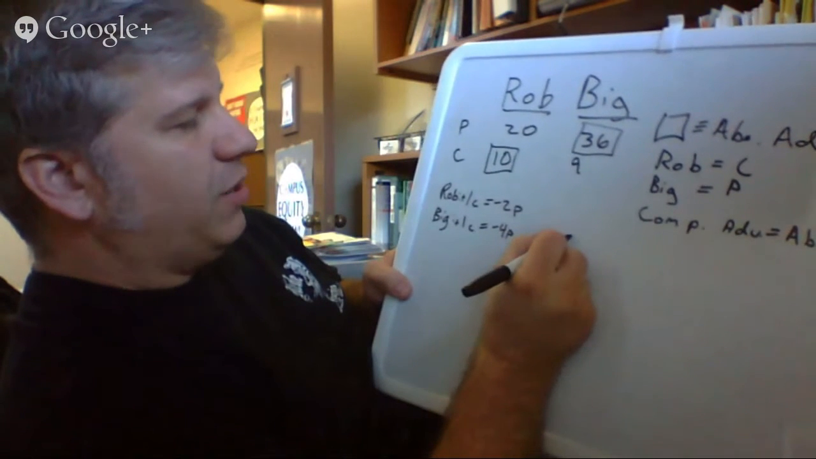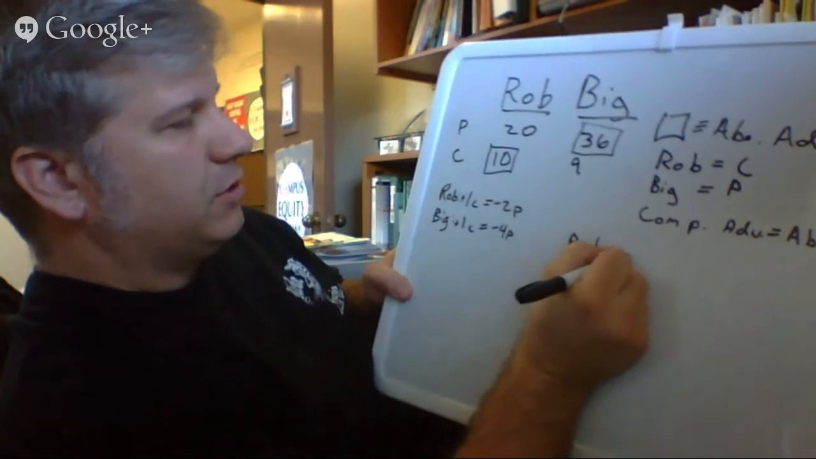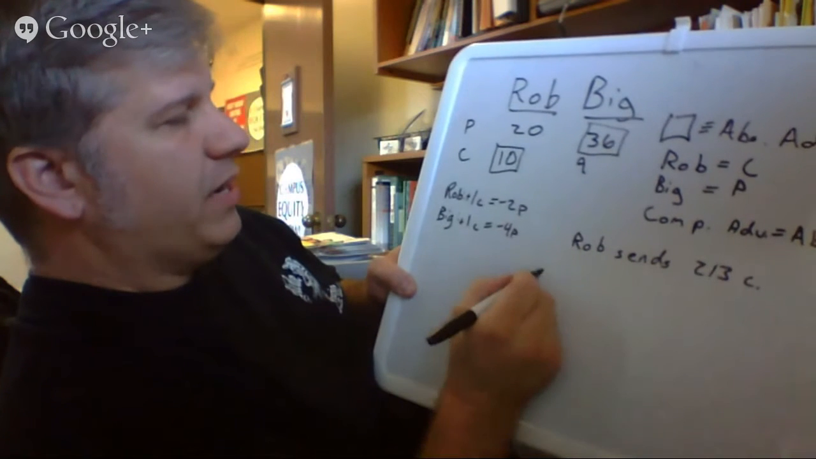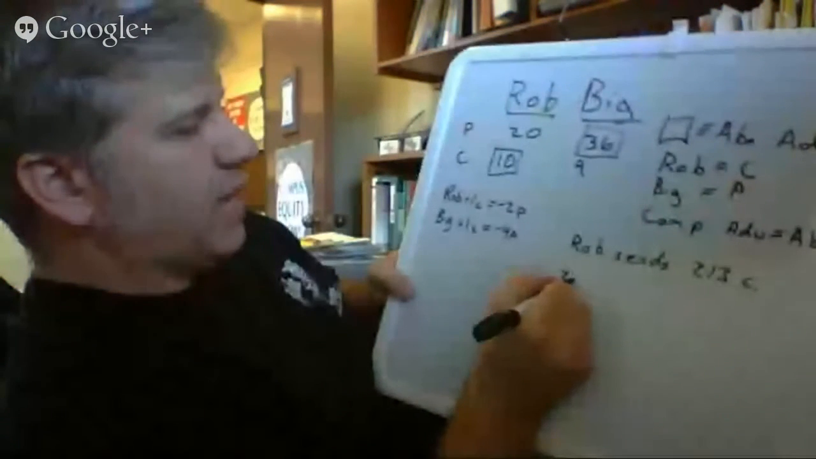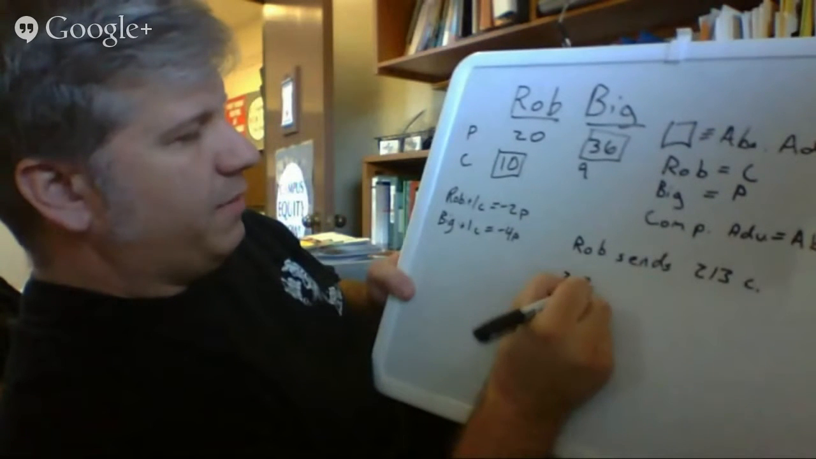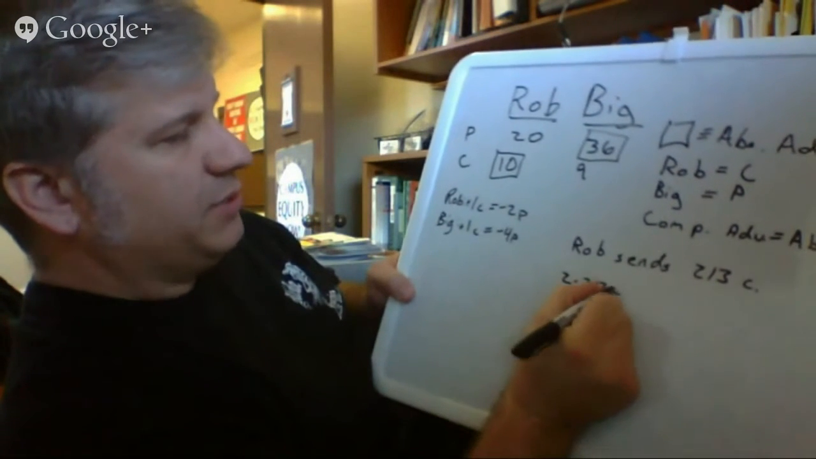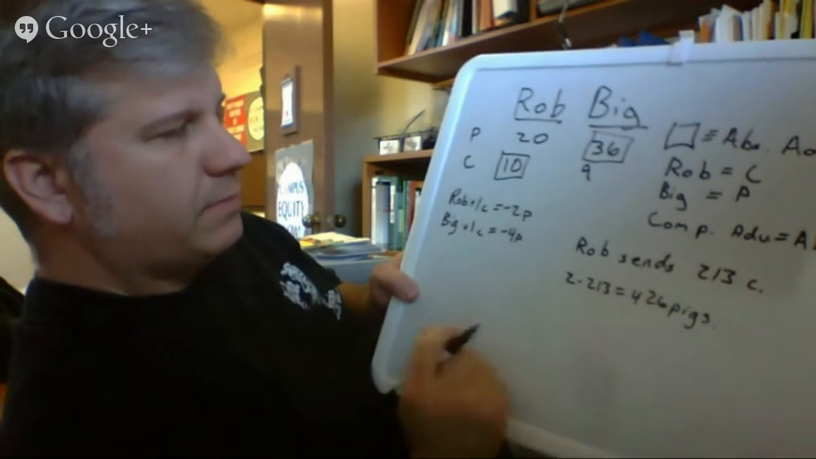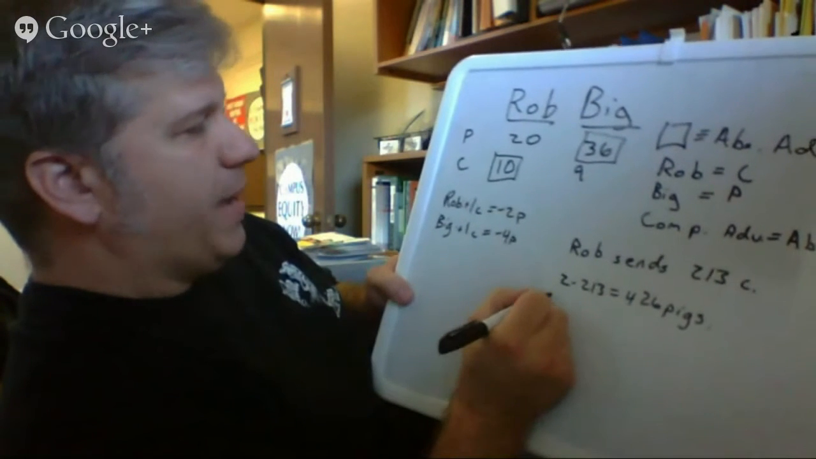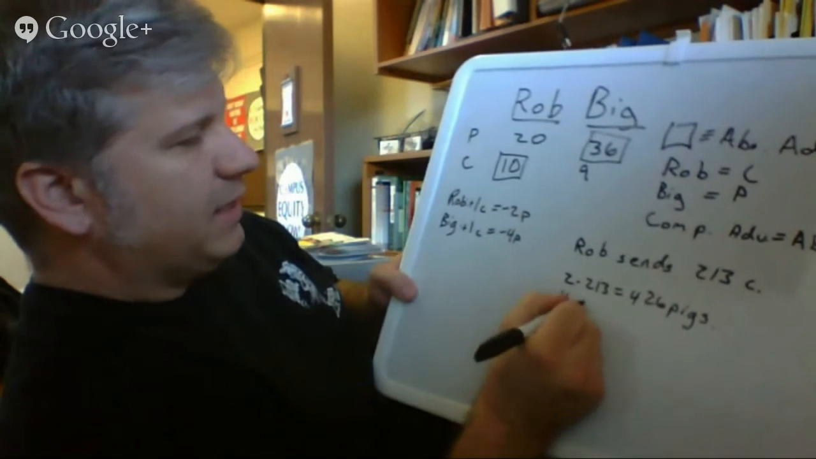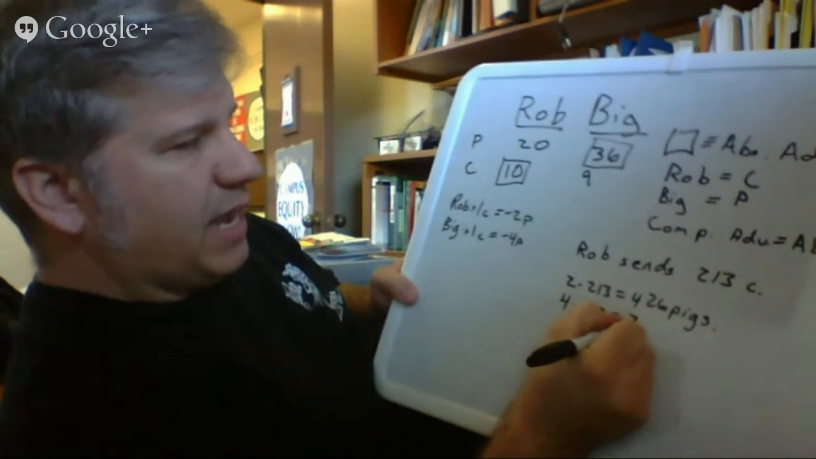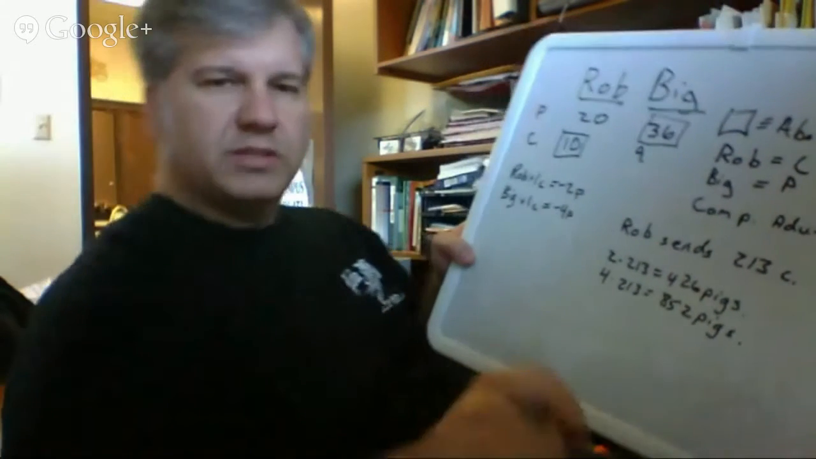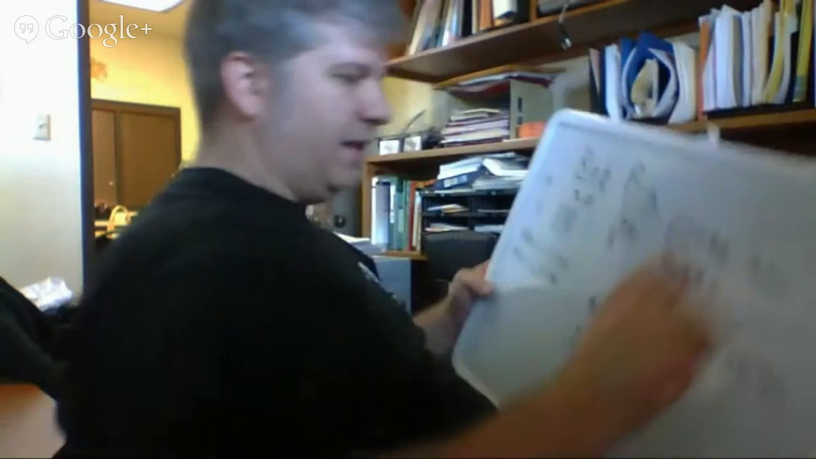So we know that Rob's sending over 213 cows, at least in my problem. So we know that he at least needs to get 2 pigs for each of his 213 cows, which equals 426 pigs. And we know that the most Big's willing to pay is going to be 4 pigs times the 213, which is equal to 852 pigs. Okay, so that completes the Rob and Big problem, at least with the numbers I had.